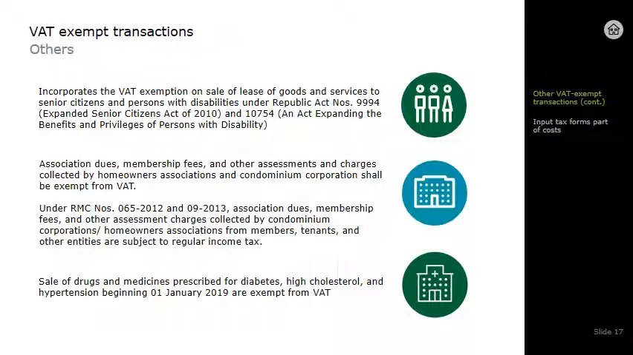So therefore, recognizing that, in-exempt na rin maski na sino ang bibili ng drugs and medicine prescribed for diabetes, high cholesterol, and hypertension. Although this exemption began only on January 1, 2019. Okay, only on January 1, 2019.